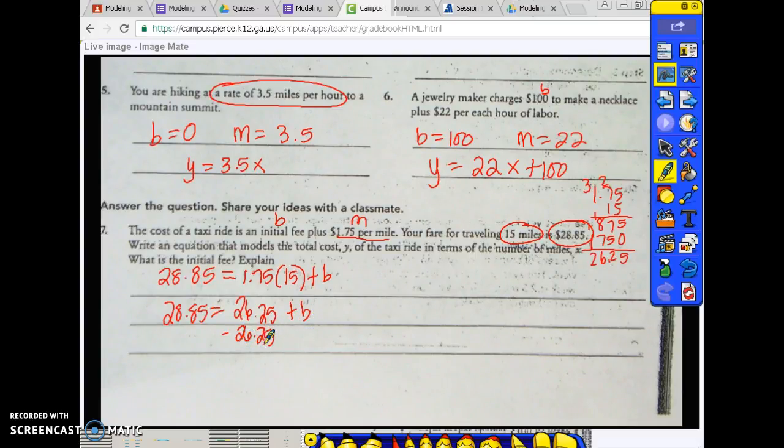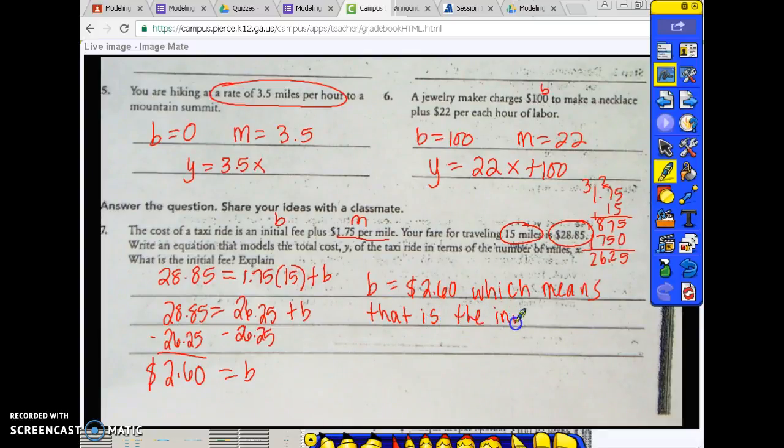Subtract how much you paid. 28.85 is your total. You're subtracting how much you paid for each mile. 5 minus 5 is 0. 8 minus 2 is 6. 8 minus 6 is 2. So your initial fee is $2.60. b equals $2.60, which means that is the initial fee for the taxi ride.